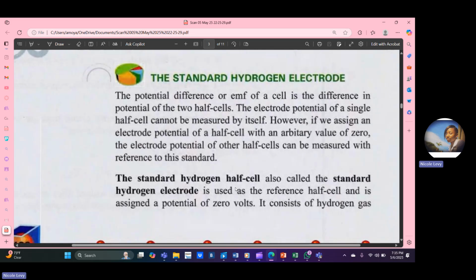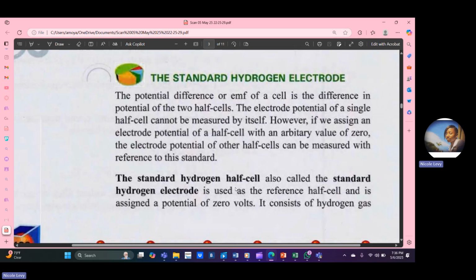All right, so we're going down to SHE now. The SHE that we're talking about is the standard hydrogen electrode. The potential difference, or the EMF, of a cell is the difference in potential of two half cells. Remember, we said the potential difference, I don't know why they came down here with EMF, but it should just be potential difference. So the potential difference is the difference in potential of two half cells.